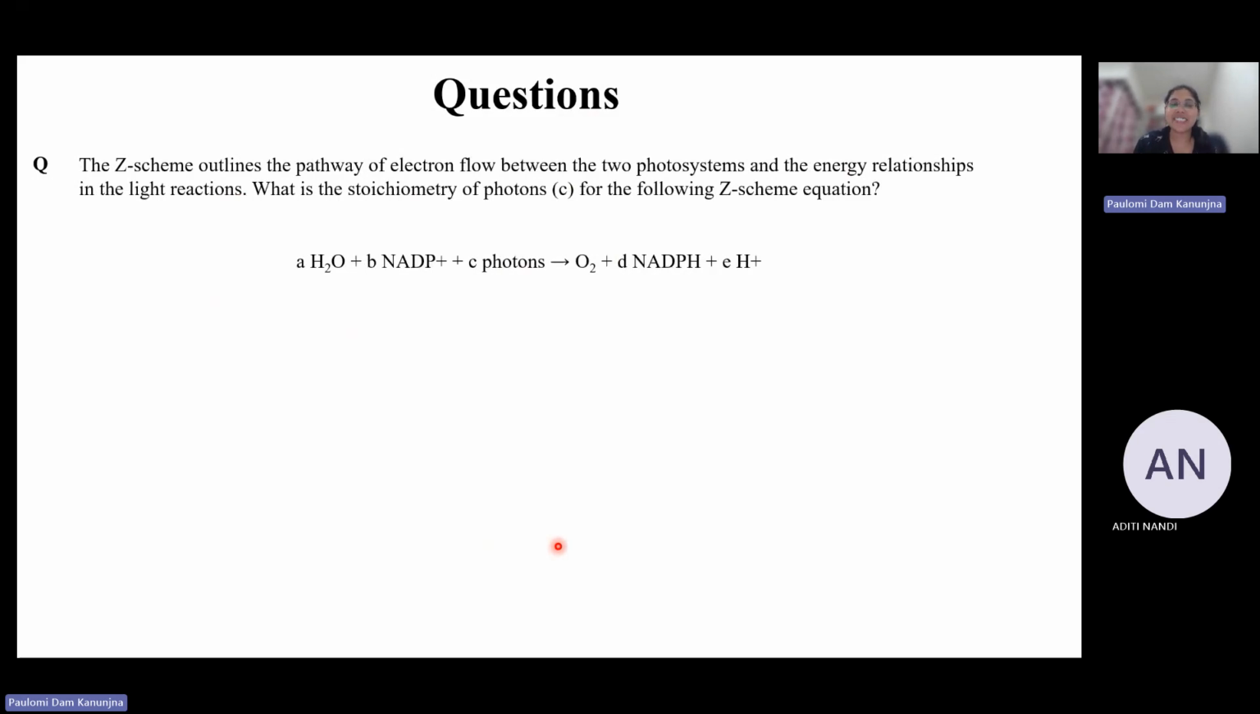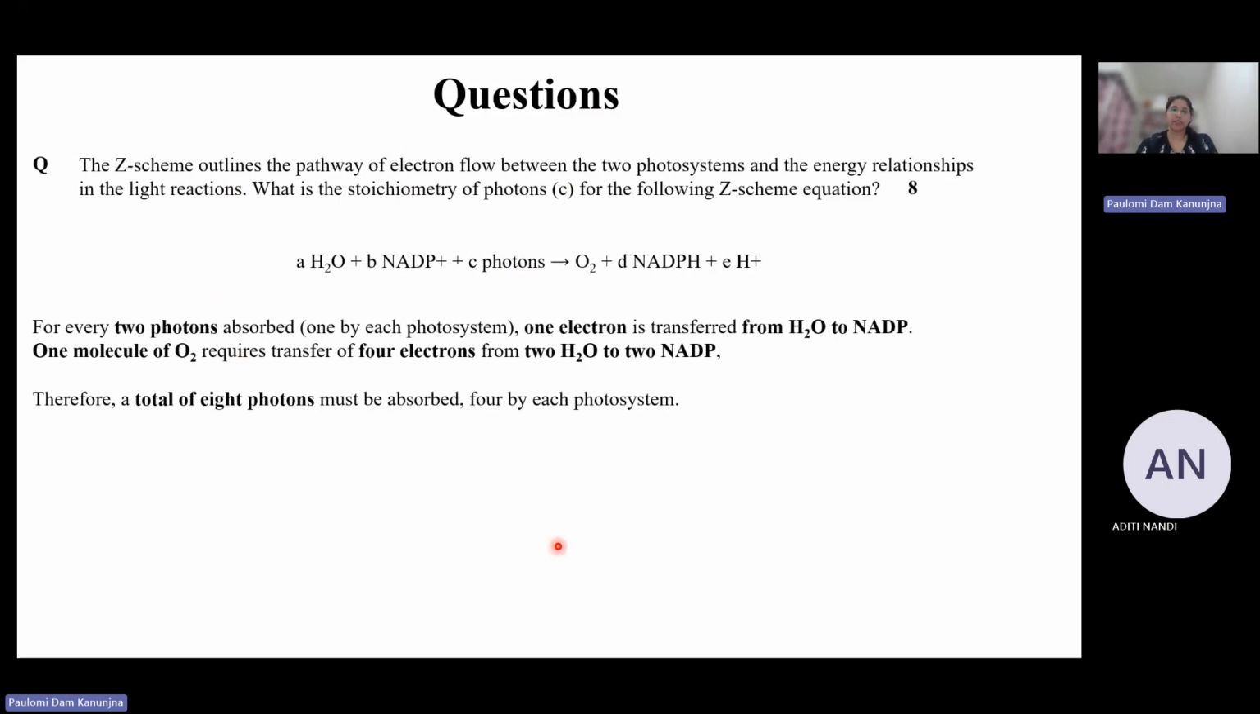So the last question today is: the Z scheme outlines the pathway of electron flow between the two photosystems and the energy relationship in the light reaction. What is the stoichiometry of photons for the overall following Z scheme equation? Basically, the overall reaction for Z scheme. And this is easy. This is what we discussed in the end. 8. Fantastic. Excellent. This is what we discussed, right? And we also have the values for each and every other component.